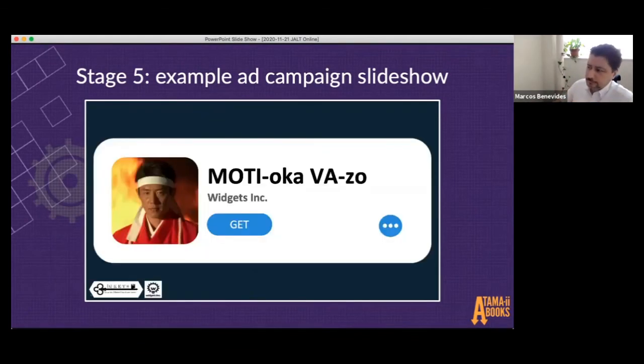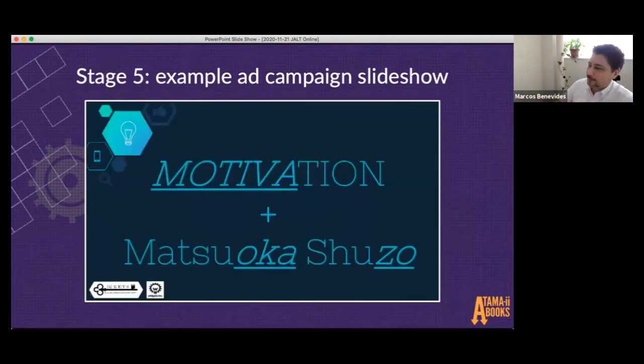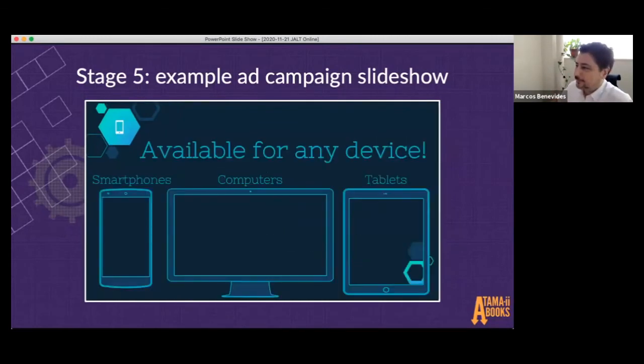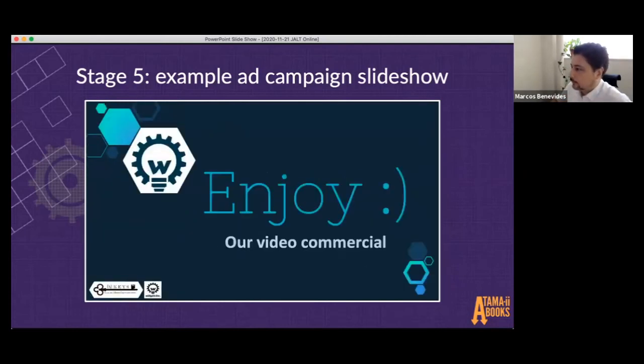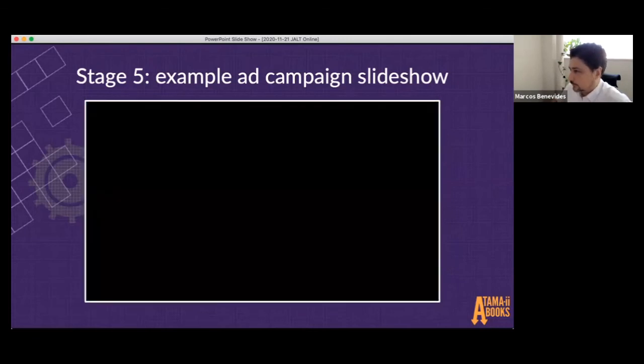This is their slideshow. Their product is called the Moti-oka Vazo, and I don't know if you're familiar with this, but this is an app they created. It's Motivation plus Matsuoka Shuzo, who is a famous, I think he was a tennis player, and now he's a motivational guy. So that's important to know so that you understand their presentation. They've done this whole multimedia presentation that they're giving. You can imagine students are talking through these PowerPoints. And then they get to their video commercial, which is here.